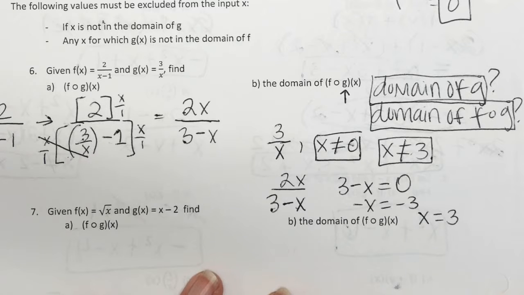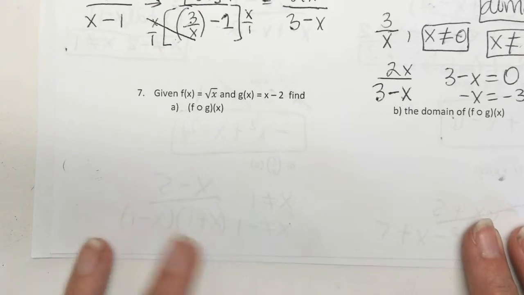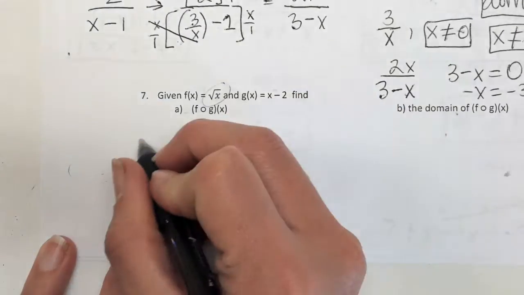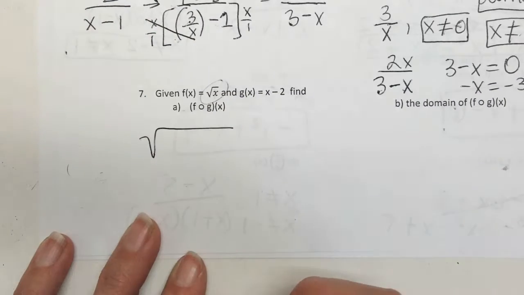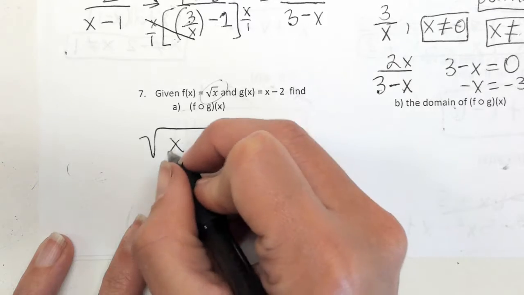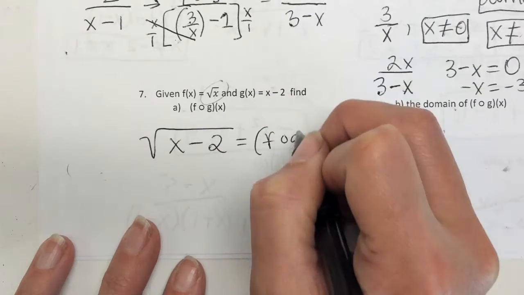Alright, let's try the next one together. So the first thing we'll do is find f of g of x. So that means we're starting with our f function, square root, and instead of x, I'm going to replace it with this function, x minus 2. So this one was pretty easy.